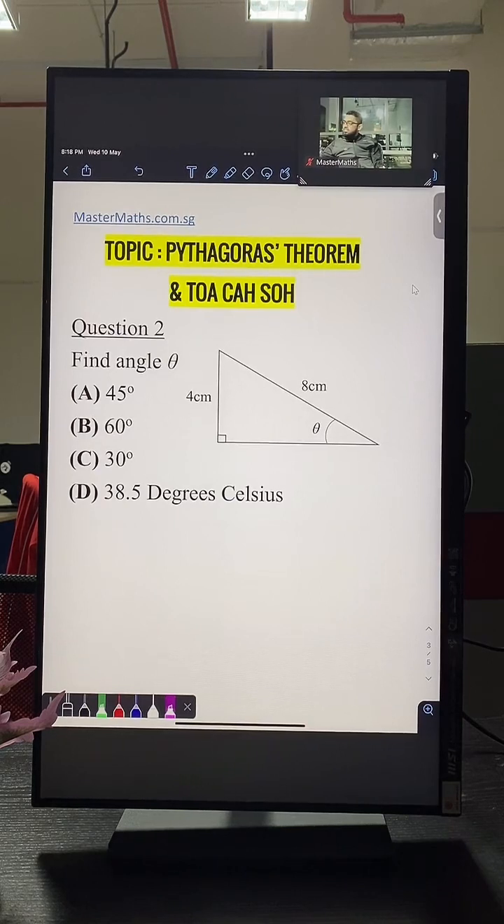Okay guys. What's your answer for this question? Find the angle theta. Theta. Okay, this is a Greek symbol. Theta. Last time Greeks used to do a lot of mathematics. Alright.